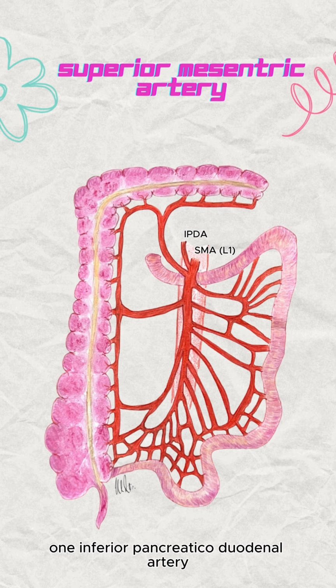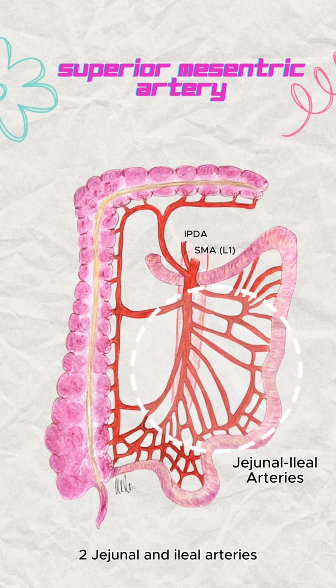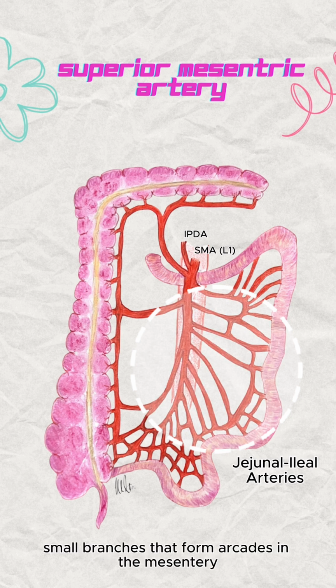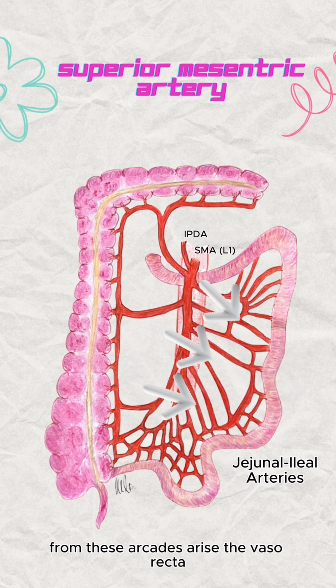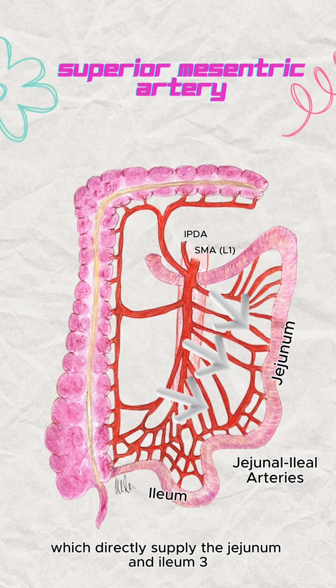1. Inferior pancreatico-duodenal artery. This is the first branch of the superior mesenteric artery, arising from its right side, and supplies the pancreas. 2. Jejunal and ileal arteries. Numerous small branches that form arcades in the mesentery. From these arcades arise the vasa recta, which directly supply the jejunum and ileum.